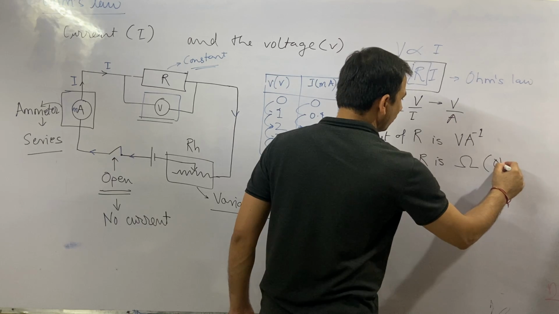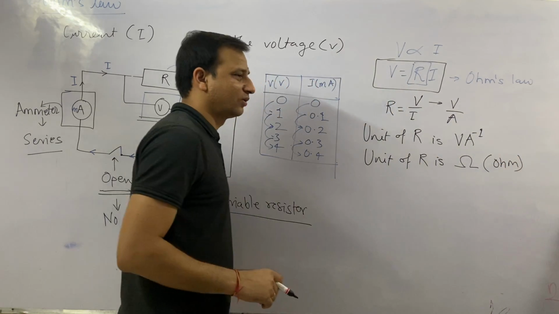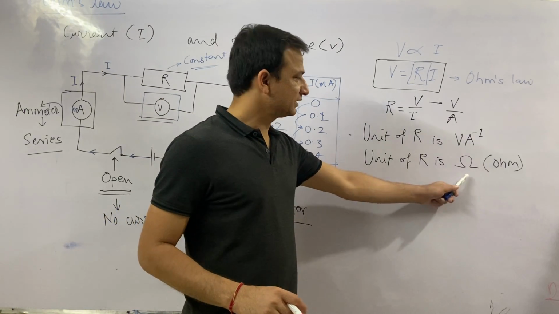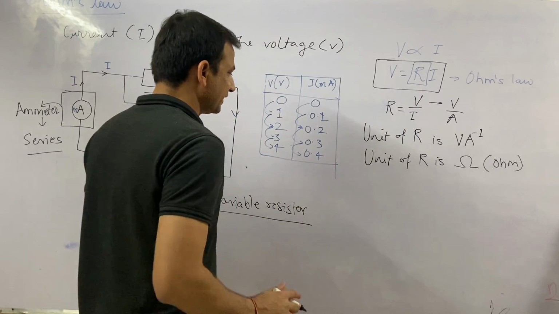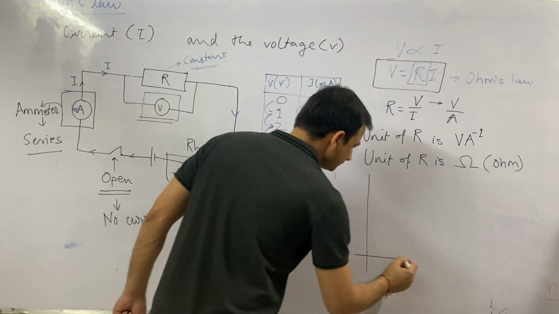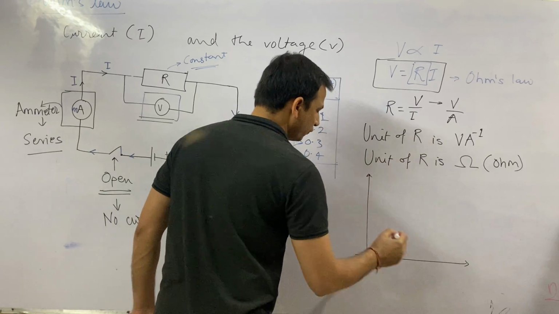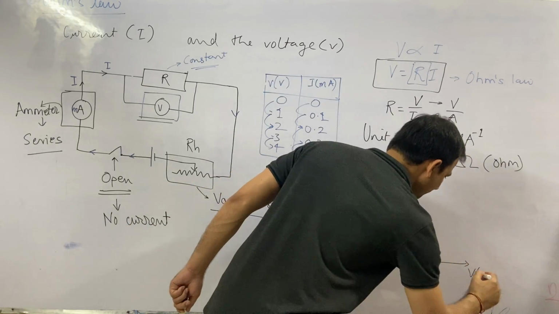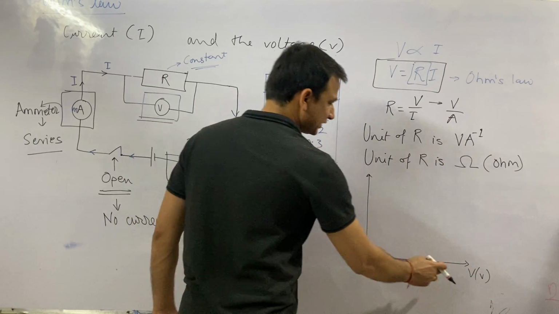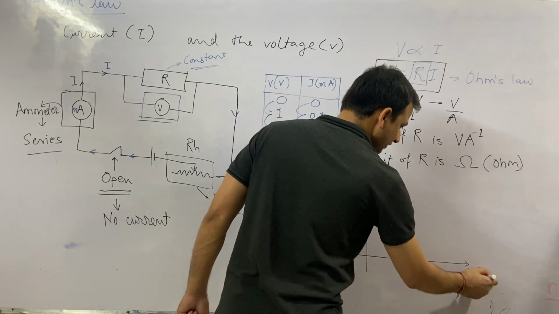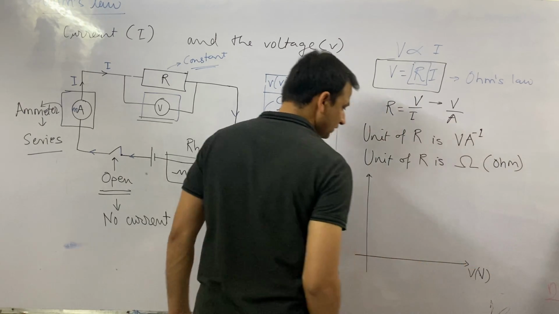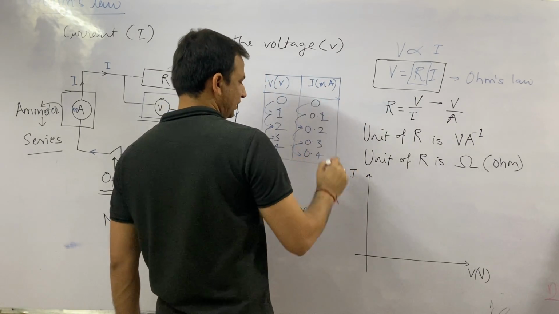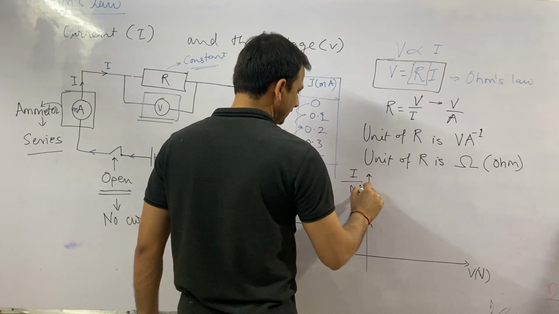It's read as ohm, after the name of George Simon Ohm. So this symbol is called ohm. Now if I draw a graph of voltage, which is V, and the unit is volt, and here current is I, and the unit is milliampere.